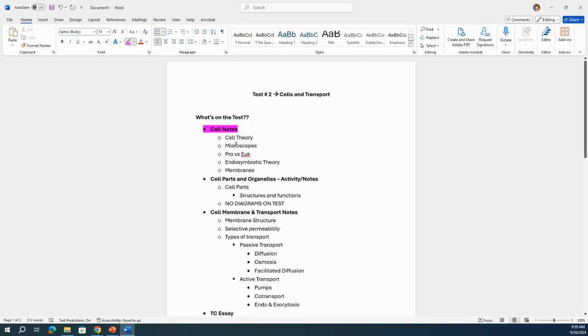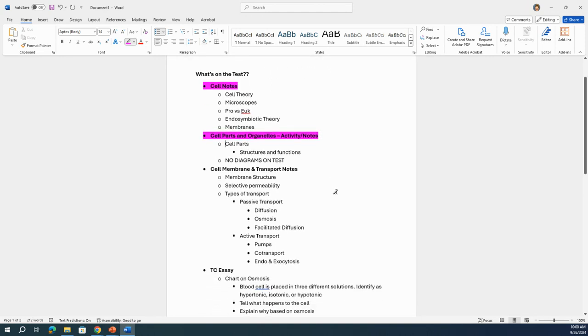The first one is your cell notes, and that's where we talked about things like cell theory, the size of cells, the types of microscopes that we use. We compared prokaryotes and eukaryotes, how they're alike and how they're different. We looked at the endosymbiotic theory, which explains how the eukaryotes evolved. And then we looked at some general internal membranes and why those might be important and make the cell more efficient.